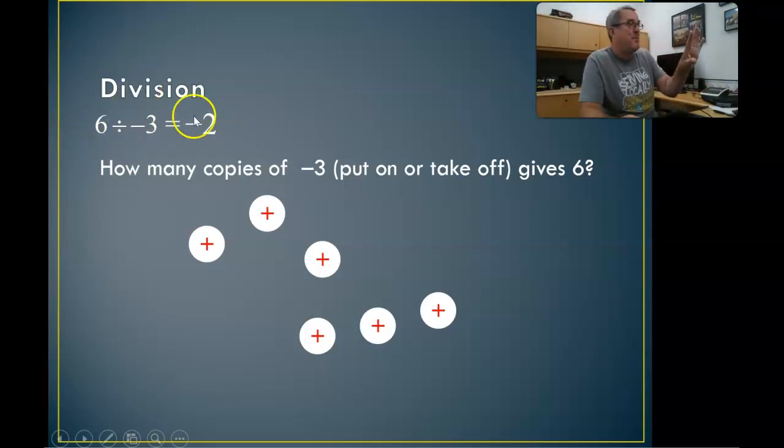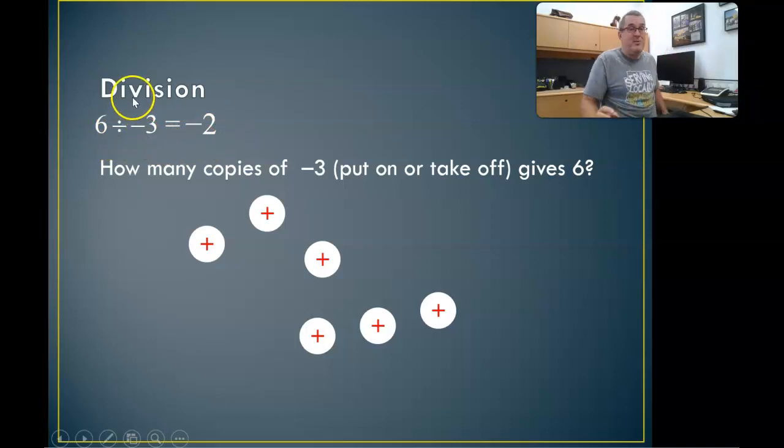So the way I think about this is, I removed 2 groups of negative 3, and I got 6. Or, you could say 2 groups of negative 3 is negative 6. I need to flip them. Flipping over 2 groups of negative 3 will give you positive 6. Let me say that one again. Let this one sink in. Flipping 2 groups of negative 3 will produce positive 6. Now, either way it works for you.